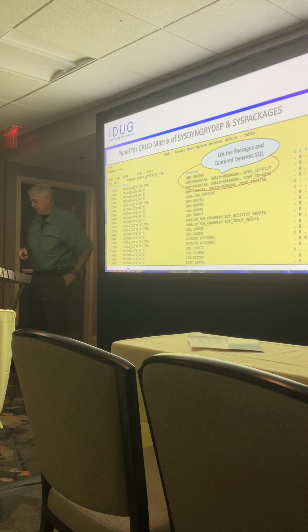And that panel looks like this. You have table names and view names. And if you have a package name, it just has one line, the owner and the package name. Or if it's dynamic, I showed the group and the SQL ID and the statement number. And from this panel, you could jump to the queries.